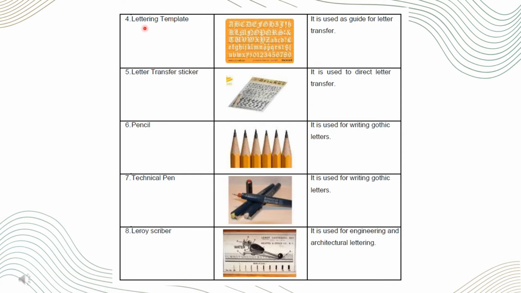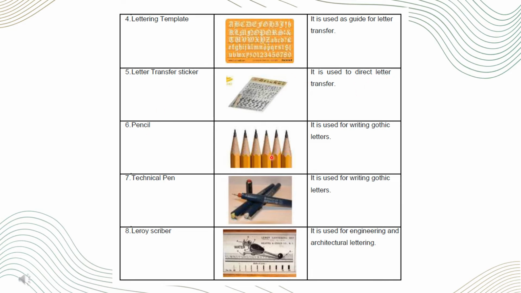Number 4 is the lettering template. So this one is the example of our lettering template and it is used as a guide for letter transfer. Number 5 is the letter transfer sticker. So this one is the sticker for different letters and numbers and it is used to direct letter transfer.